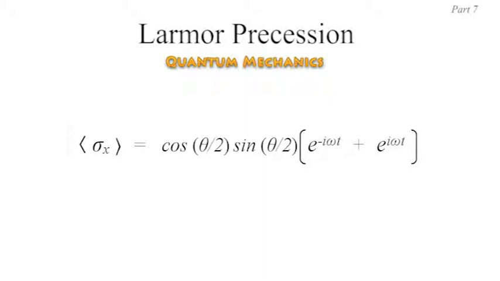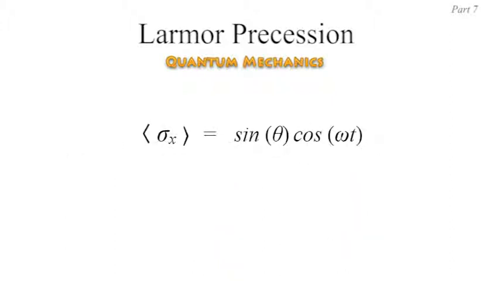Also, the sum of these two exponentials is by Euler's formula simply cosine omega t. This means that we end up with the expectation of the spin in the x direction as being sine theta cos omega t. And that's it for x. That's the expectation value, or the average value of the spin component in the x direction, showing how it changes with time.